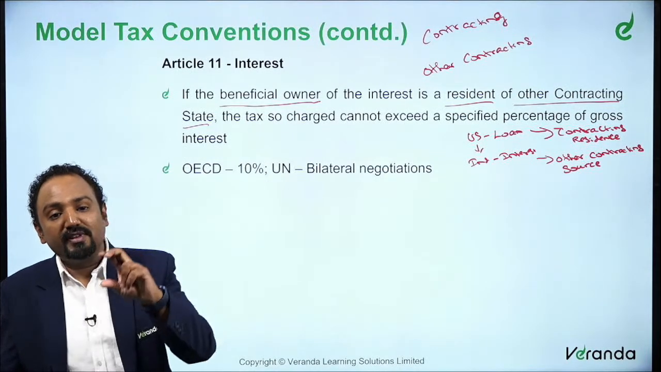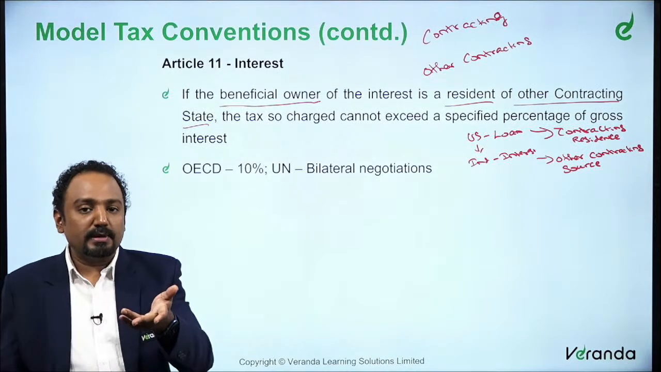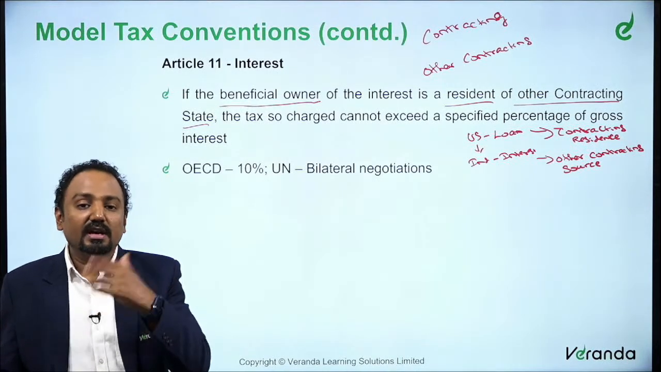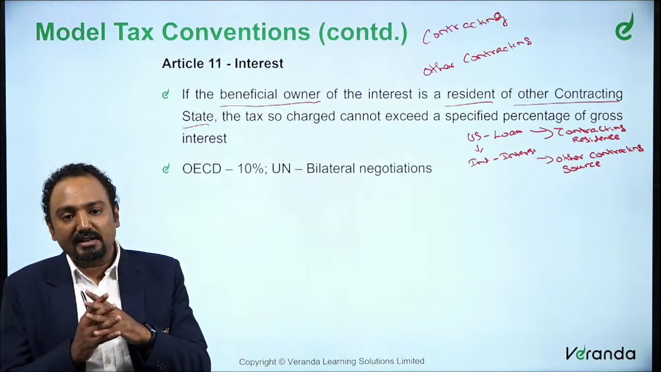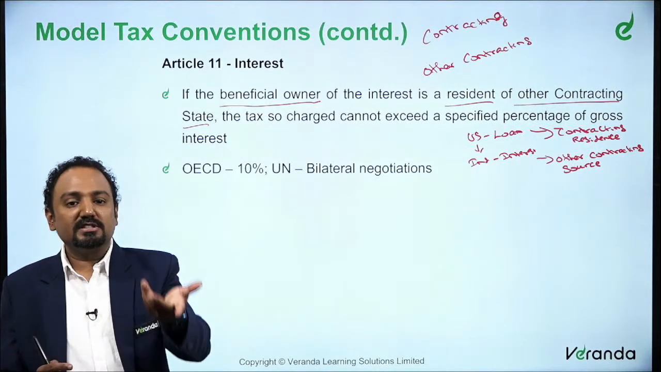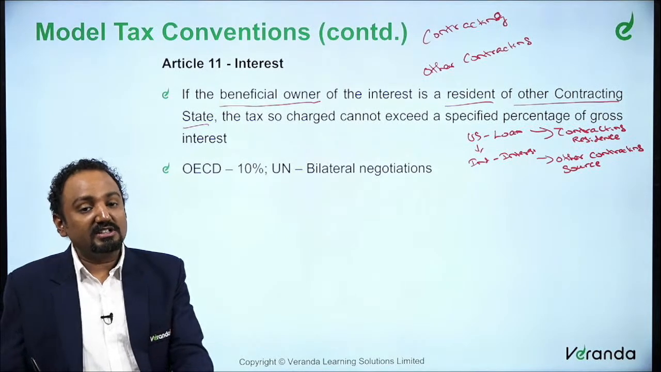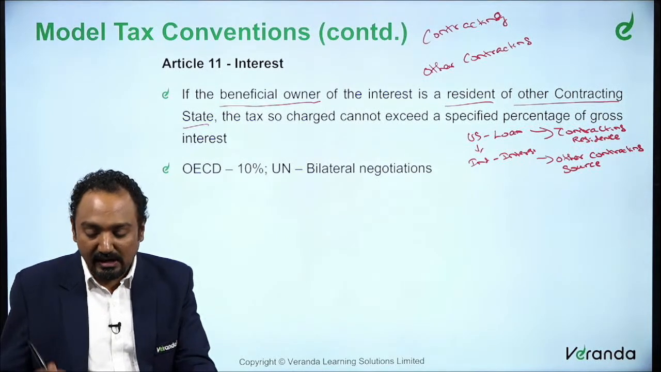And this need not be fixed. One time US might be a contracting state. In another scenario, India could be a contracting state. So let's not confuse much. As of now, we'll understand the interest could also be charged in the source country.